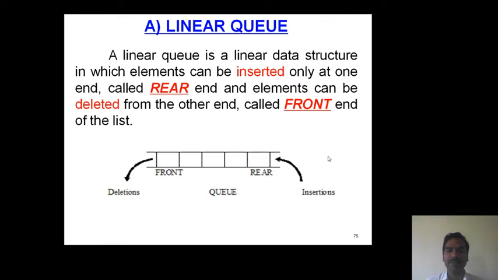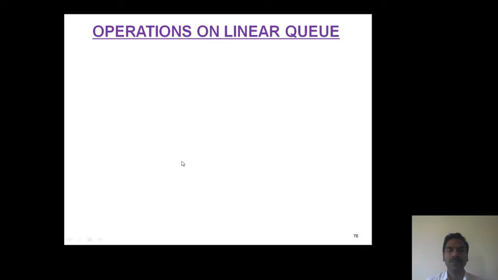Now it shows the diagrammatic representation of a linear queue. Rear end allows insertions and front end allows deletion operations. Now such a representation is known as a linear queue. Operations on linear queue.